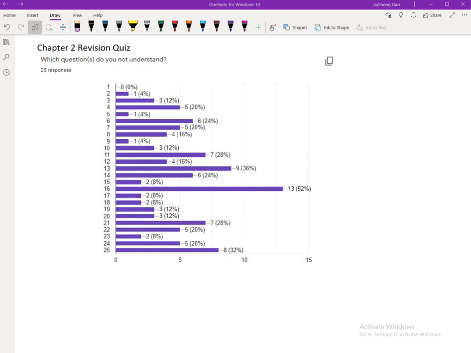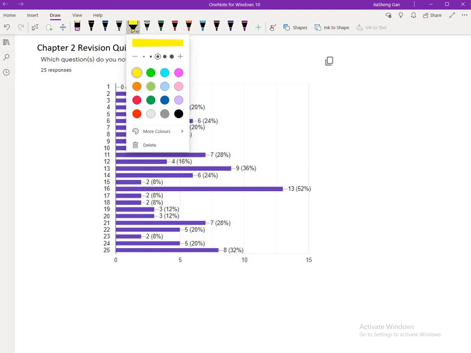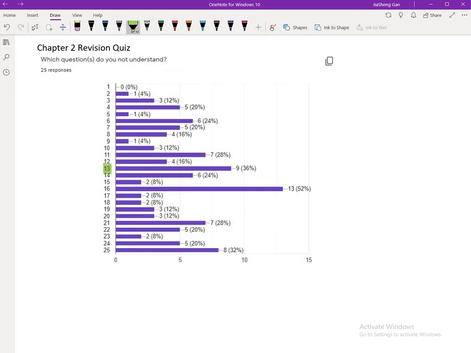Hi everyone, so this is chapter 2 revision quiz. So based on your response in the Google form, the questions that we will discuss will be question 13, 16 and 25.